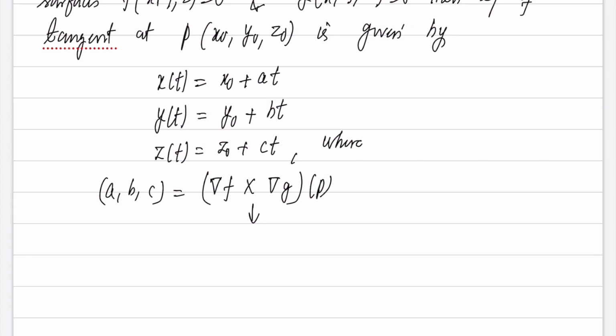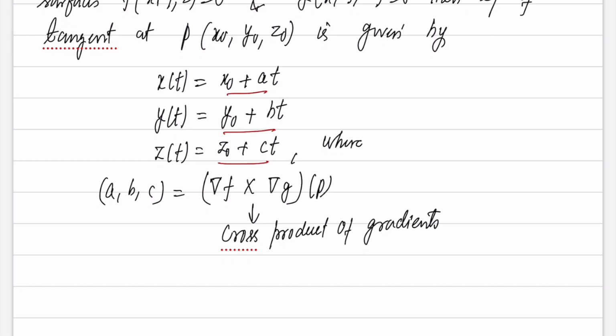So this actually represents the gradient of these two vectors. So this is cross product of gradients. This is how we write down the equation of tangent to a curve when it is given as the intersection of two surfaces. The three coordinates of that equation of tangent are x of t equal to x naught plus at, y naught plus bt, z naught plus ct, where these a, b and c are the three coordinates of del f cross del g evaluated at P.